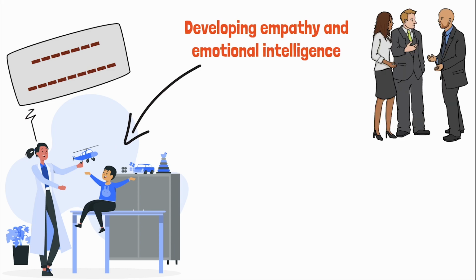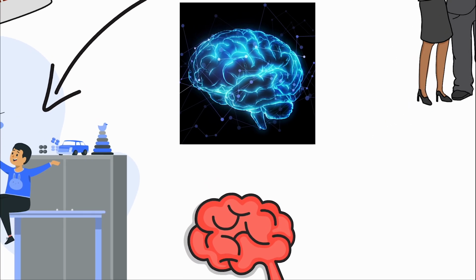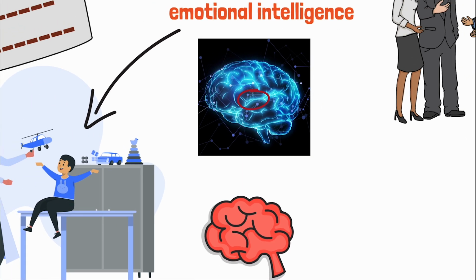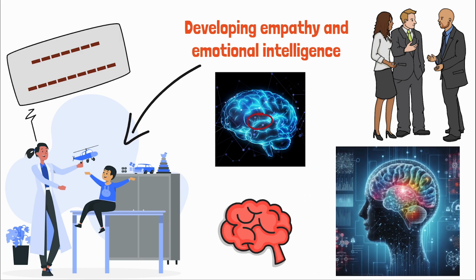The neural mechanisms behind this development are fascinating. Early language experiences shape the structure and function of a baby's brain, promoting the growth of synapses and neural connections. The more enriched the linguistic environment, the more extensive and efficient these neural networks become.